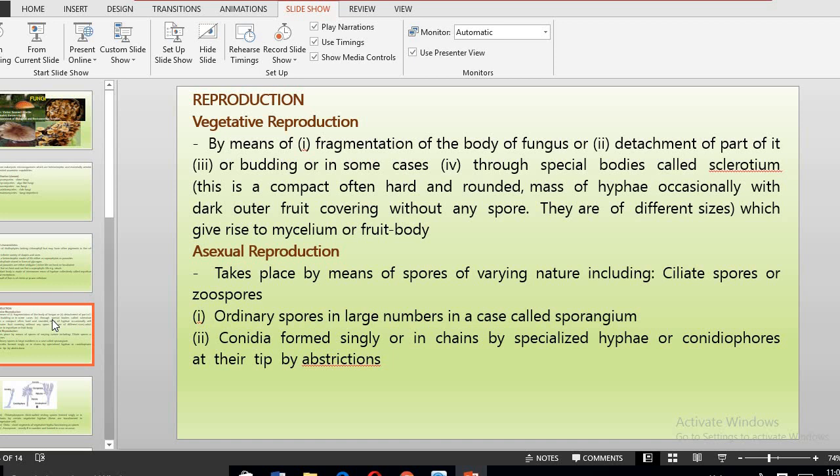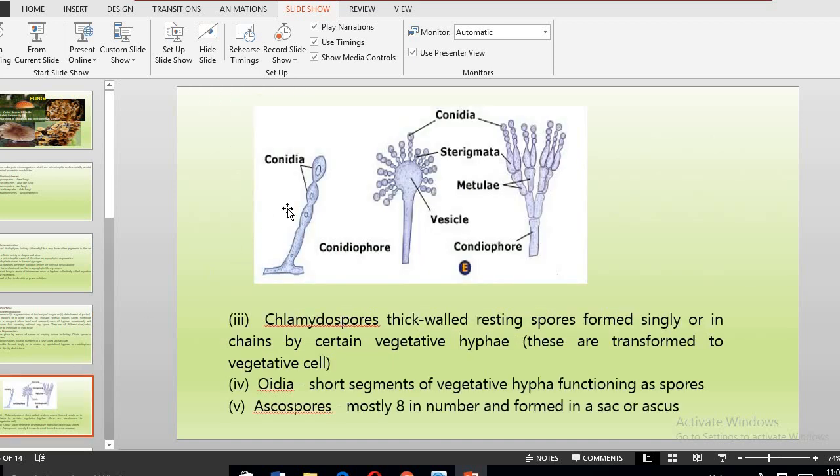Sometimes conidia are also formed, and these conidia are the ones that will be released from the fungal body, and then they germinate just like spores. So these conidia can either be formed singly or they can be produced in chains on a specialized hypha, or a conidiophore, at the tip by abstrictions. Abstrictions are just breakages. So when you are talking about conidia, this is what you are referring to. This portion here, these are single conidia. It detaches. This is a series of them, and this is a conidiophore.